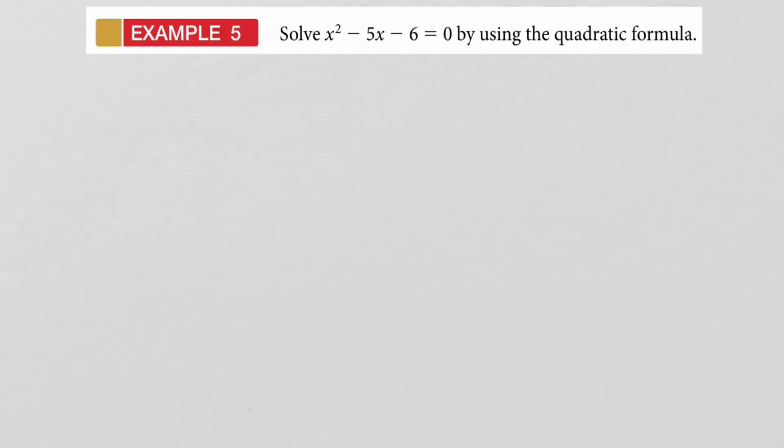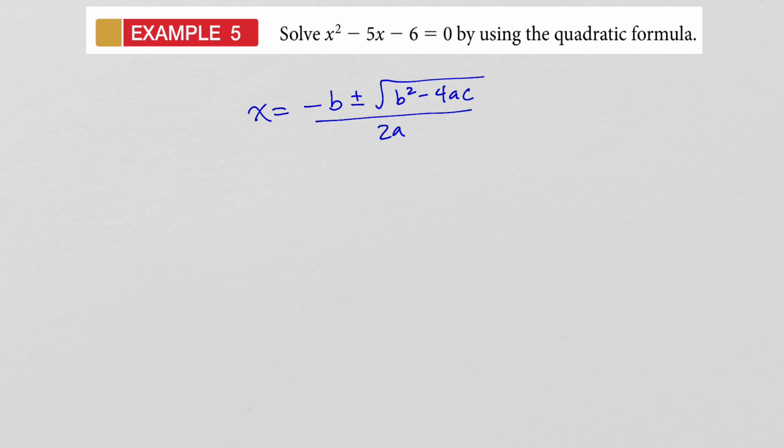So here we want to solve x squared minus 5x minus 6 equals 0 using the quadratic formula. So the formula says x is equal to negative b plus or minus the square root of b squared minus 4ac all divided by 2a. So the first thing we need to do is figure out what is a, what is b, and what is c. So a, of course, is the number in front of x squared. So a is equal to 1. b is the number in front of x, which is negative 5, and c is the constant term, which is negative 6. And then I just plug those numbers in.